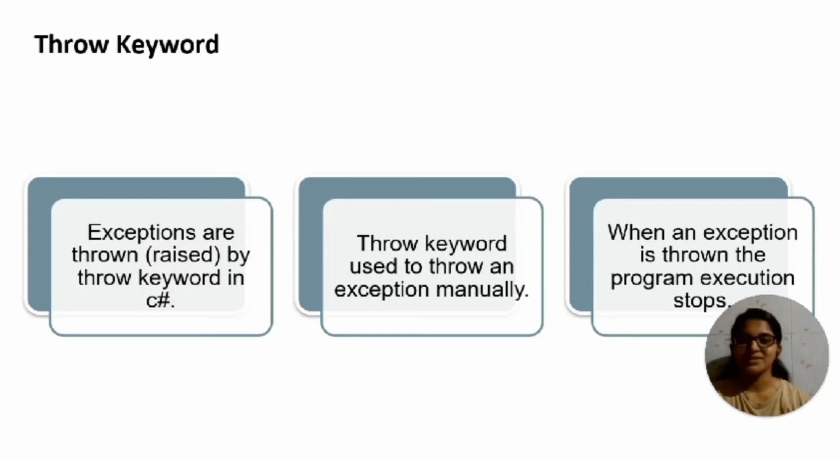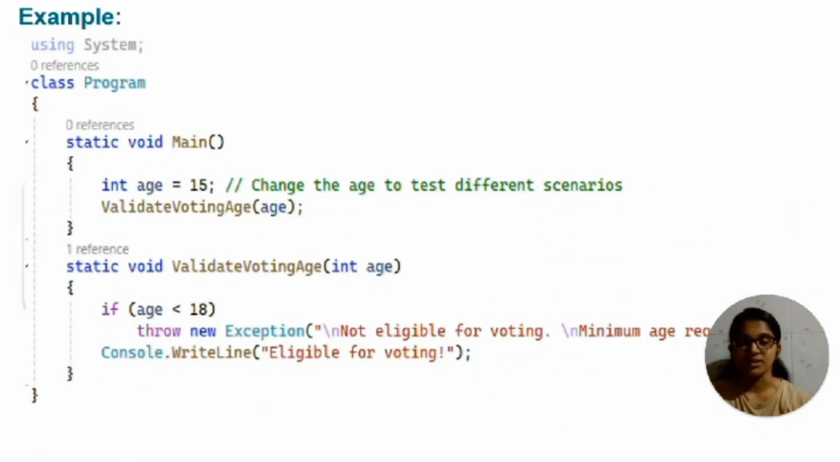Thank you. Hello, myself Vaishnavi. After try and catch, we are moving forward to the throw keyword in C# and how to raise an exception using the throw keyword. The throw keyword allows you to manually raise an exception during execution. Let's understand this by a simple example.